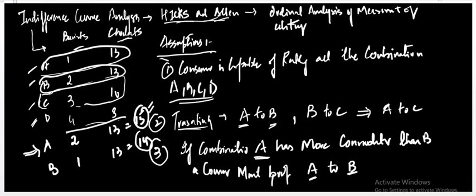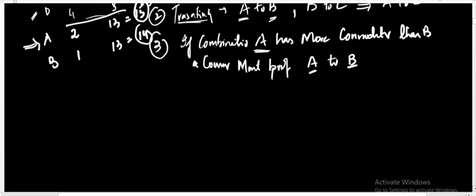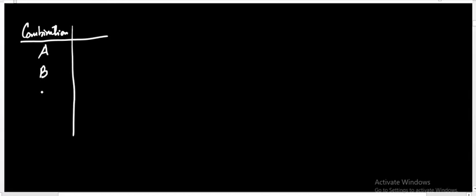Coming to the understanding of what actually the indifference curves are, let me build a scenario over here. Say for example, I'm given a combination A, B, C and D, and I'm given two commodities. Say for example, I'm taking the same example, that is I'm given biscuits and I'm given the chocolates.